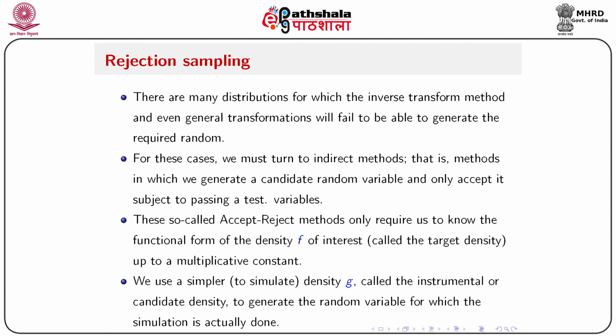For these cases, we must turn to indirect methods, that is, methods in which we generate a candidate random variable and only accept it subject to passing a test or some criteria. These so-called accept-reject methods, or rejection sampling, require us to know the functional form of the density f of interest, called the target density, up to a multiplicative constant. We use a simpler density g, called the instrumental or candidate density, to generate the random variables for which the simulation is actually done.